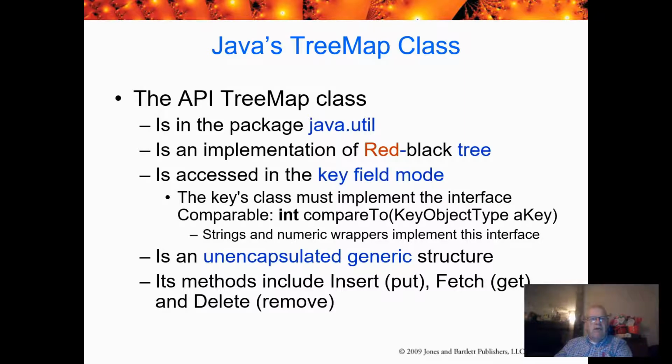So we have a library class called TreeMap. It's an implementation of a red-black tree. We don't have to worry about how it's implemented, but it is fairly fast. And it's generic, so you put in the element that you want to go in the tree.